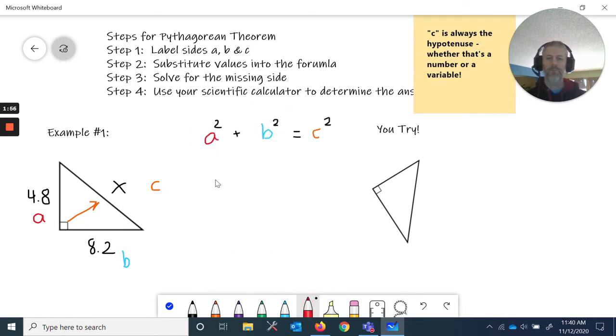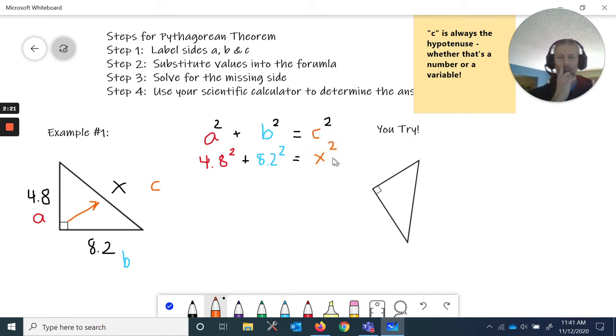Okay. So my A I've labeled as 4.8. Now I'm getting on to step 2, substitute those values in. So I've got 4.8 squared plus my B I labeled as 8.2 squared. And then my C here is X. So that's going to be X squared. That's my unknown. That's what I'm looking for. Okay. All right.